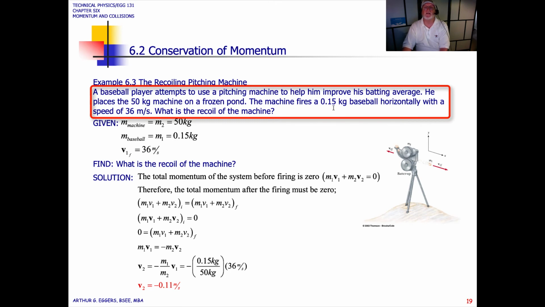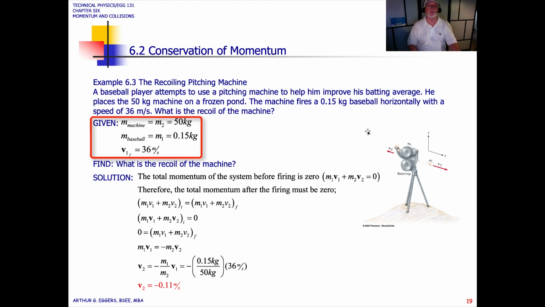The machine fires a 0.15 kilogram baseball horizontally with a speed of 36 meters per second. What is the recoil of the machine? So we're going to use impulse and the fact that we can calculate before and after to isolate the recoil of the machine. We've got the mass of the machine, which we're going to call mass 2, and it's 50 kilograms. The mass of the baseball, mass 1, is 0.15 kilograms. And the velocity that it fires that baseball out is 36 meters per second.